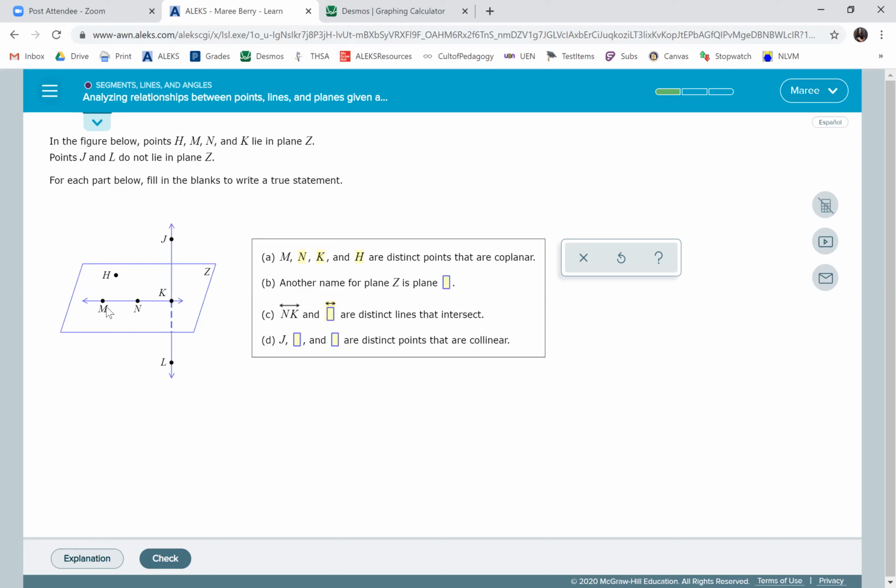Now I need 3 letters that are not on the same line. So I cannot use M, N, and K together. I can use 2 of the letters, but not all 3. So I'm going to do H, N, K. N, K, and what other line intersects? And it's going to be this one right here. So J, K. Okay, distinct lines that are collinear. Collinear means on the same line. So if J is on this line, I need 2 more points on this line, and it's K and L.